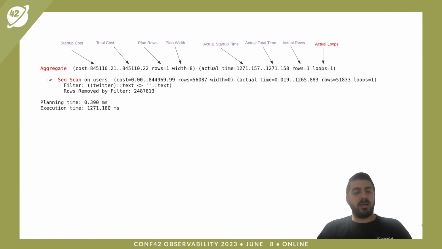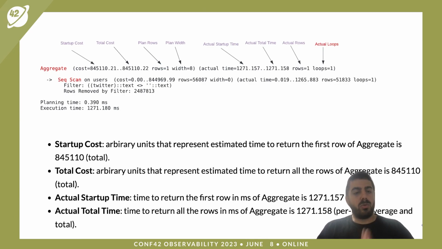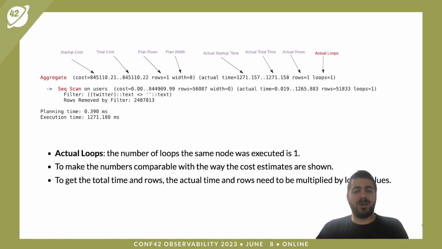Next, there are things that relate to time, the execution time and the plan time. Startup cost and total cost are what the planner thinks will happen, in arbitrary units. And we have the actual startup time and the actual total time, which tells us the time to return all the rows, in milliseconds, of this specific node. And again, there's a loop. And we got to the loop, the thing that I waited to discuss.